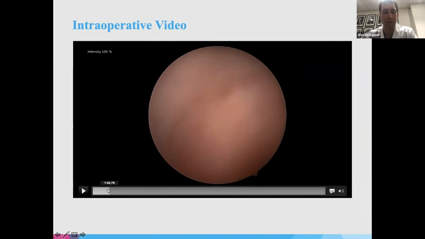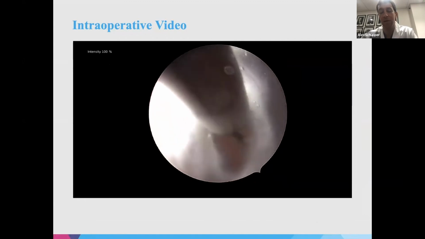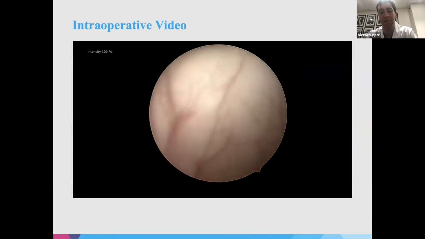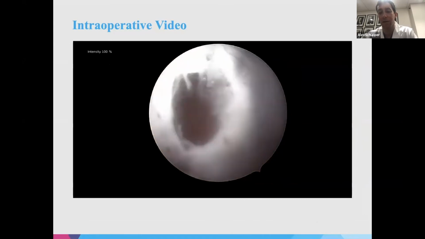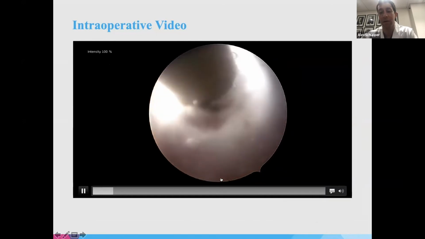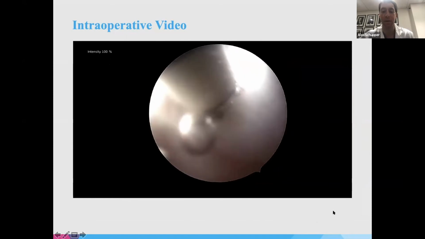And then here, you can see that right before resecting the cyst, we ended up making a septostomy. You can see the view of the contralateral, the left lateral ventricle wall there, showing that we are able to get patent flow through the septum pellucidum.